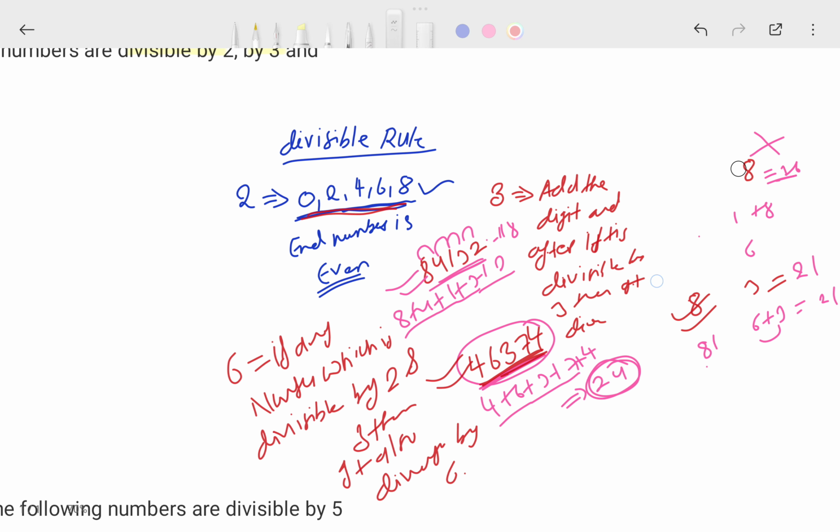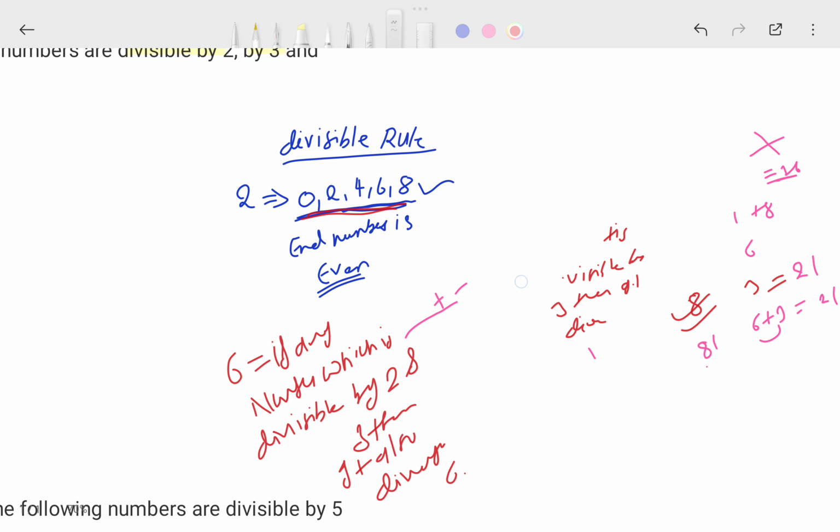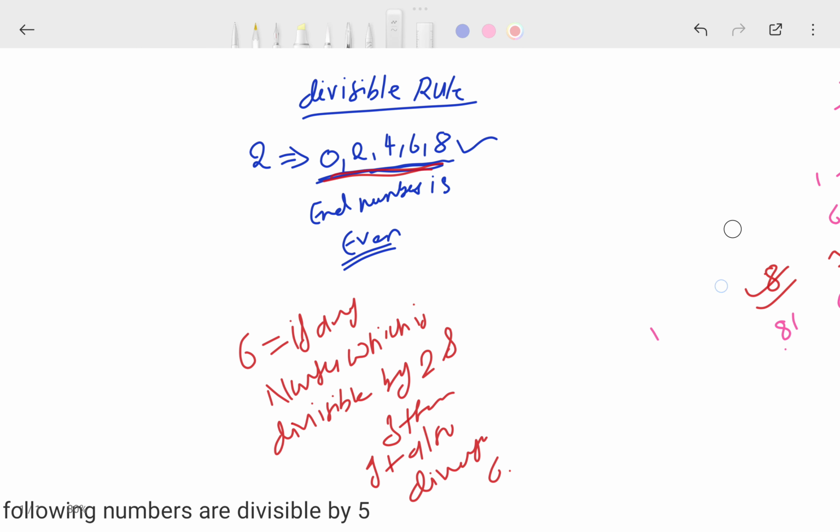So shall I erase this all? Okay, let me erase this. So what is the divisibility rule of 6? Let me tell you. I'm writing one number here, 8462. I want to check whether this number is divisible by 6 or not.